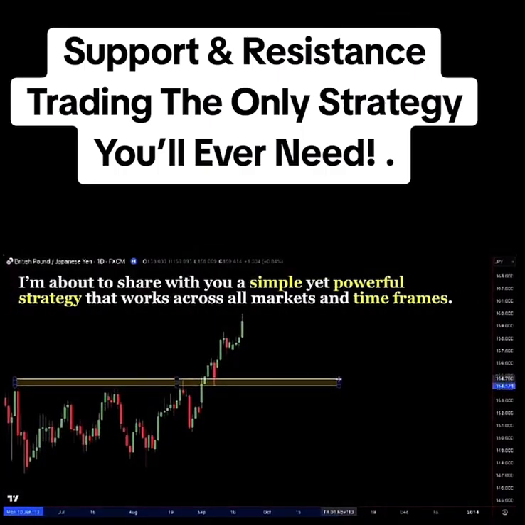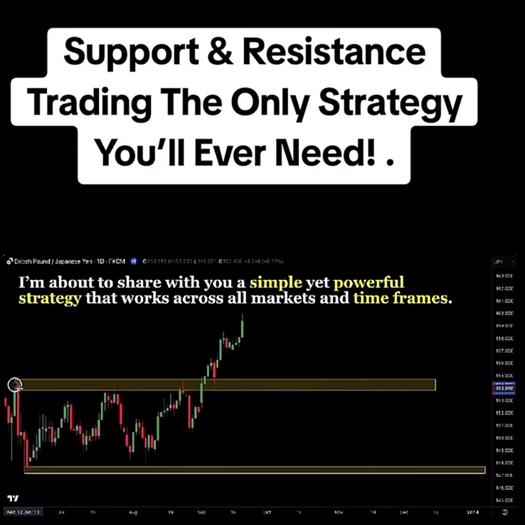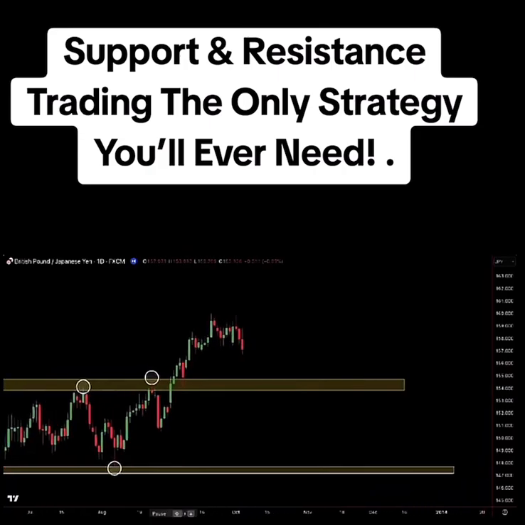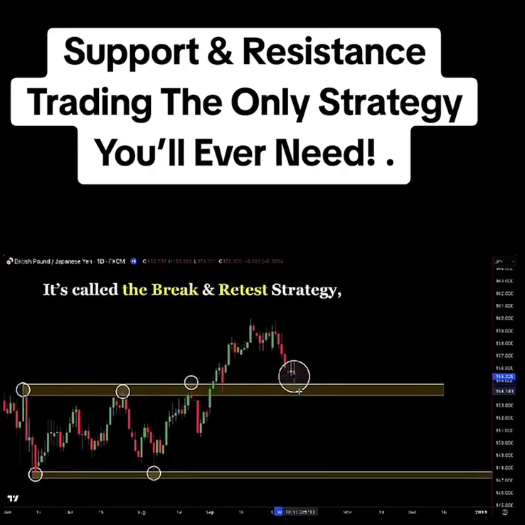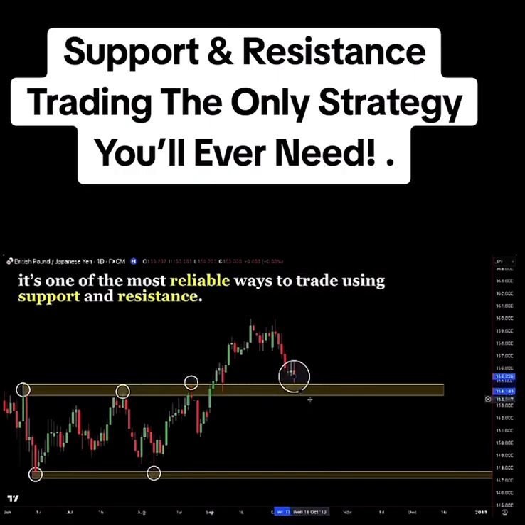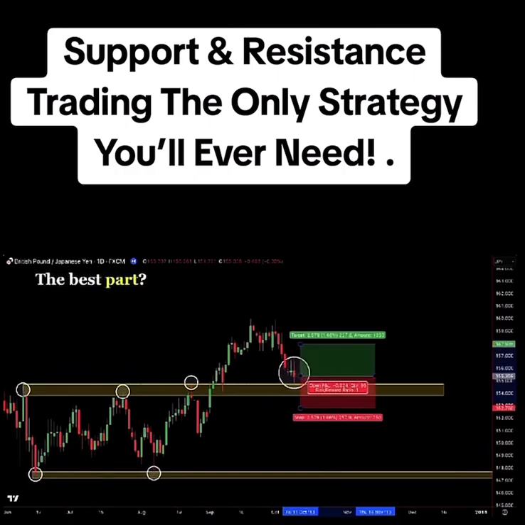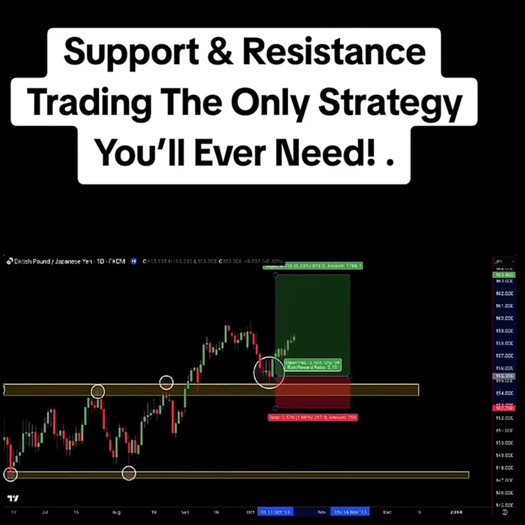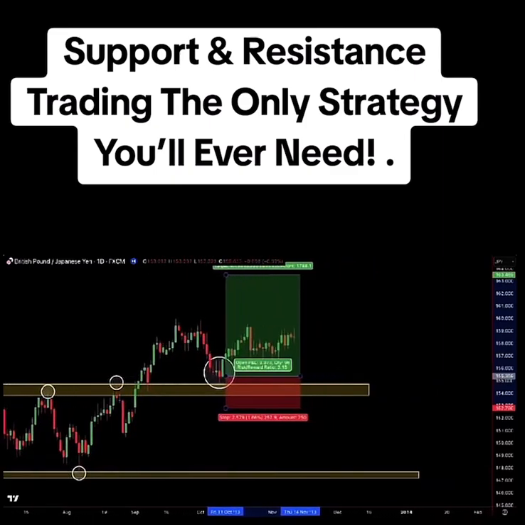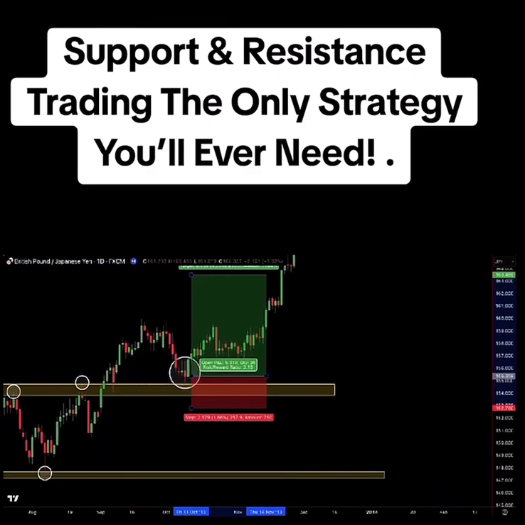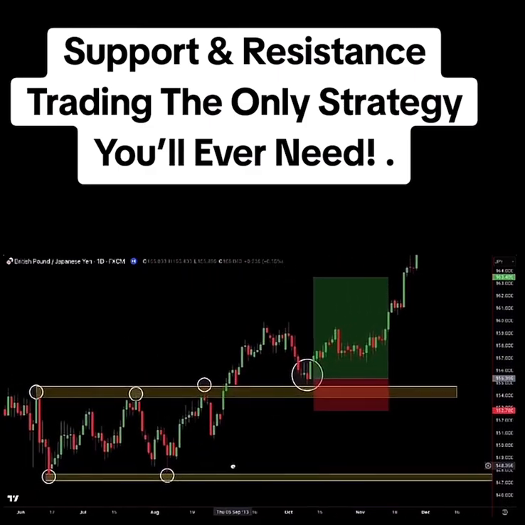I'm about to share with you a simple yet powerful strategy that works across all markets and time frames. It's called the break and retest strategy, and it's one of the most reliable ways to trade using support and resistance. The best part? You're not chasing the market. You're waiting for price to come back to a key level and confirm a trade setup, just like professional traders do. Let's break it down step by step.